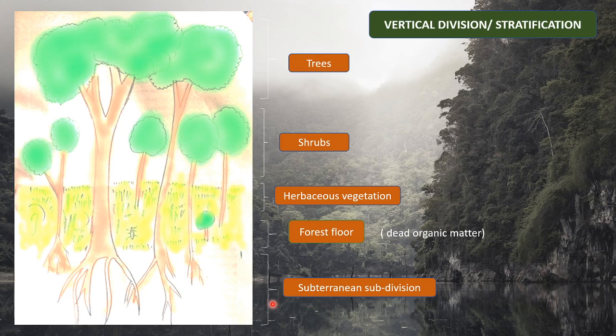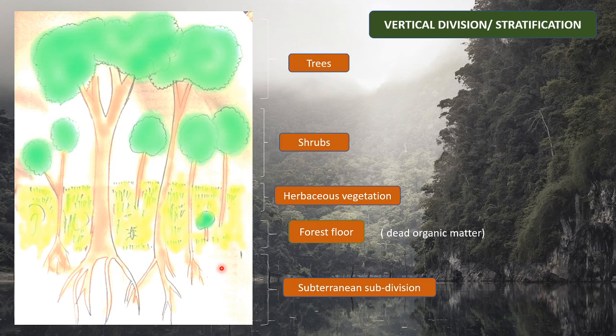But for example, if we consider a grassland, then a grassland will only have 2 to 3 layers. For example, it will have a subterranean subdivision. Sometimes it may have a grassland floor, or sometimes it may not, and there would be herbaceous vegetation only up to where the grass grows, right? And then there would be no shrubs and trees. So a grassland vertical division is very simple. A forest vertical division is always more complex.